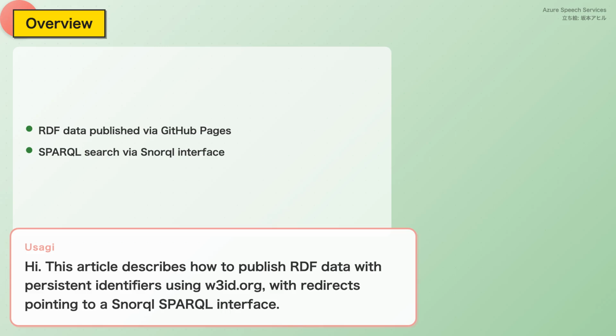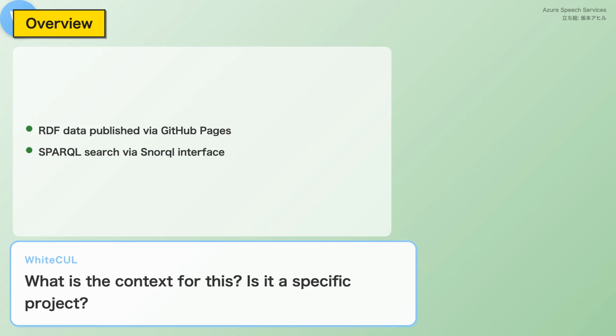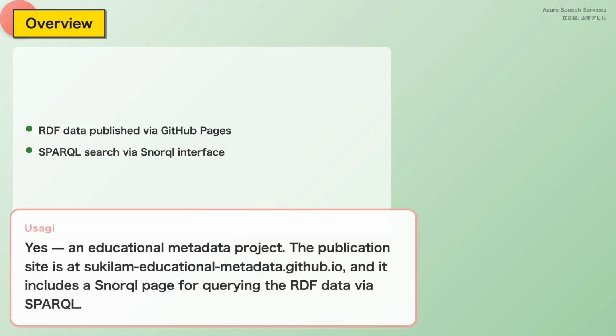Hi. This article describes how to publish RDF data with persistent identifiers using w3id.org, with redirects pointing to a Snorql SPARQL interface. What is the context for this? Is it a specific project? Yes, an educational metadata project.